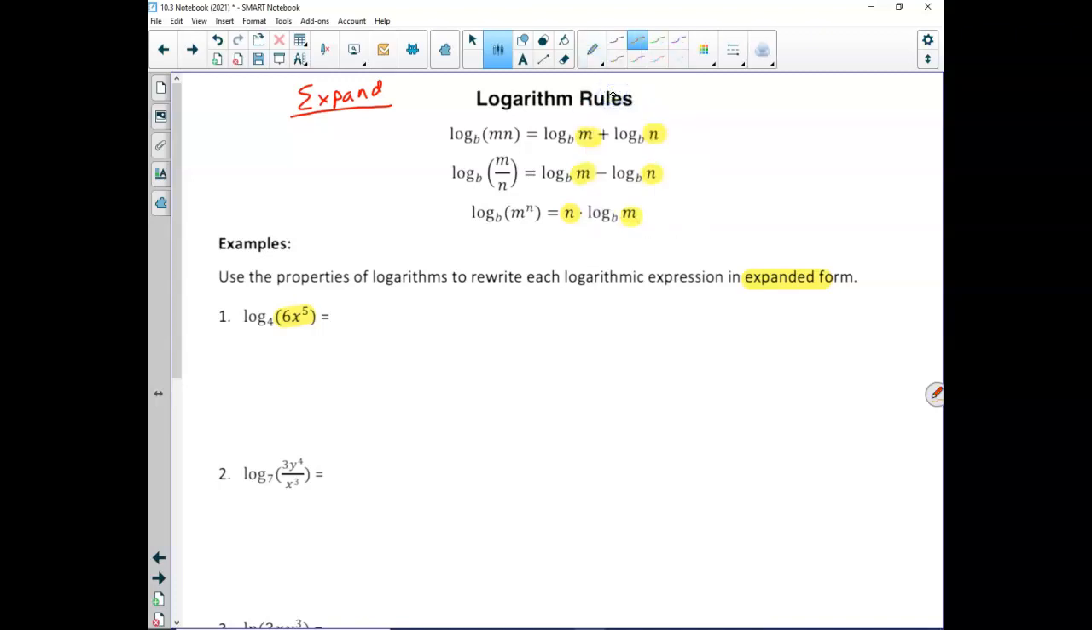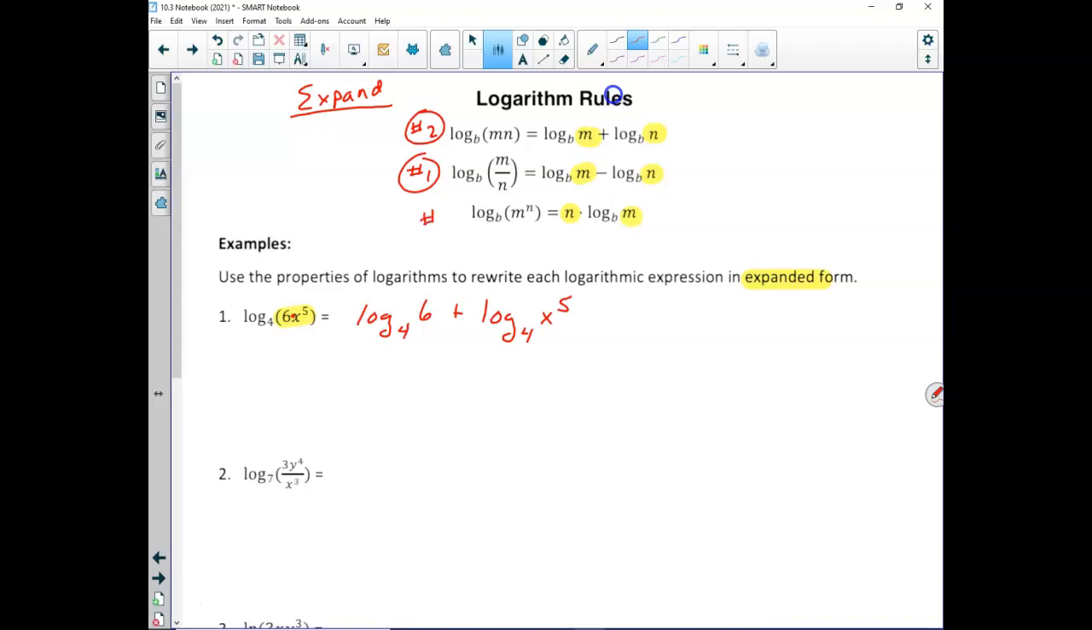Just to give you a rule of thumb, when you are expanding logs, if there is a quotient, do that first, number 1. But I don't have a quotient here. I do have a product, so I'm going to do my product number 2 when I'm expanding. Well, what does that mean? Log base 4 of 6x to the 5th equals log base 4 of 6, and this multiplication right here means plus log base 4 of x to the 5th. So I expand all my multiplication into addition.